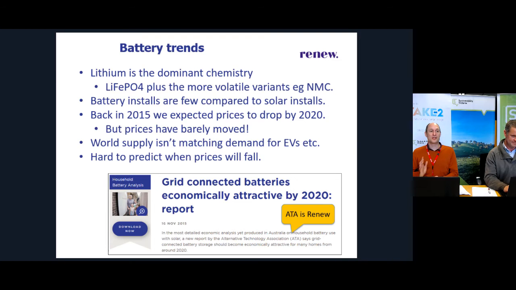So these supercapacitors and ultracapacitors, they hold a lot of promise for the future. They can potentially overcome a lot of the problems with batteries, like wearing out and charge rate restrictions, but they're not really a thing at the moment.